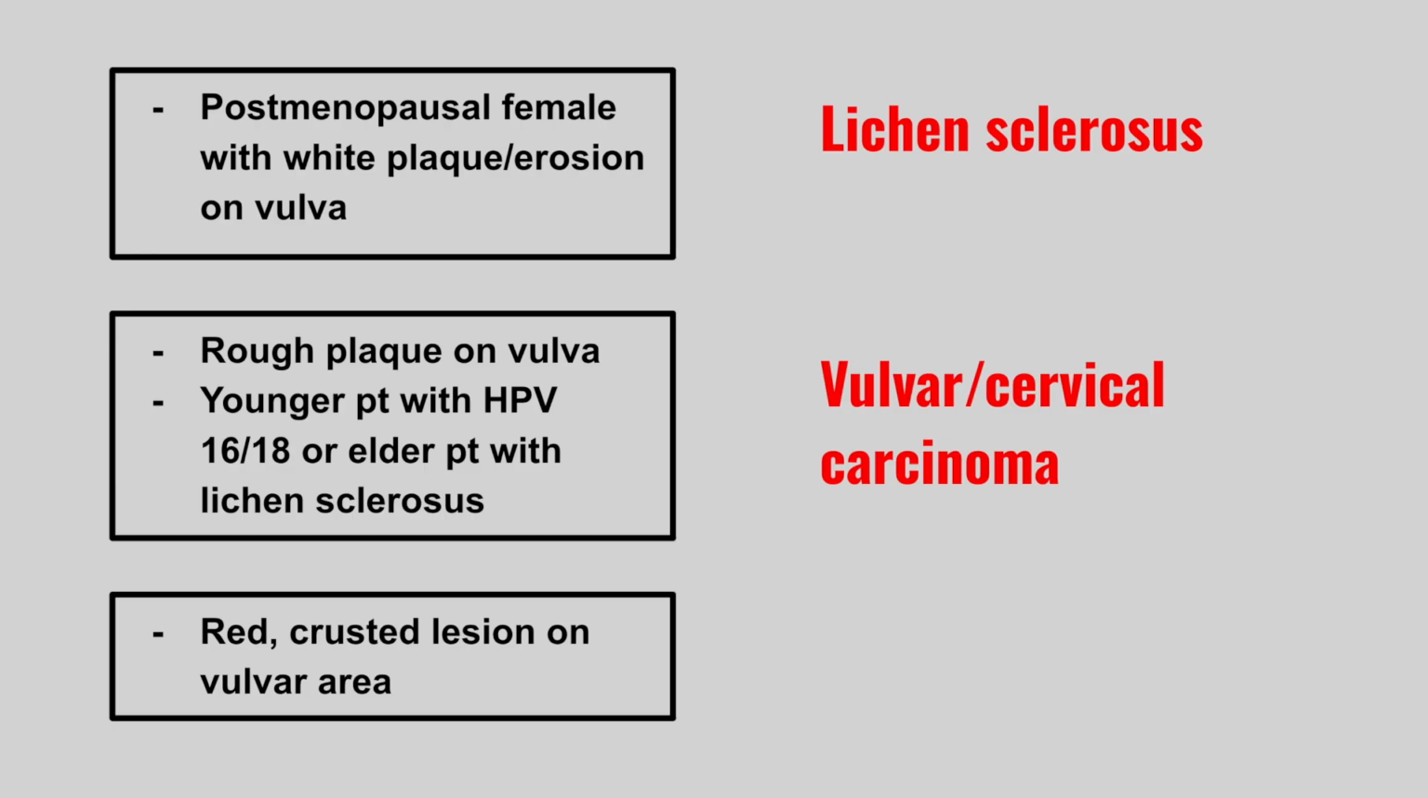Next, we have a red crusted lesion on the vulvar area. This is Paget's disease. Next, we have a young female with cyclic pain each month lasting for a few days. An exam is going to show a vaginal bulge. This is going to be an imperforate hymen.